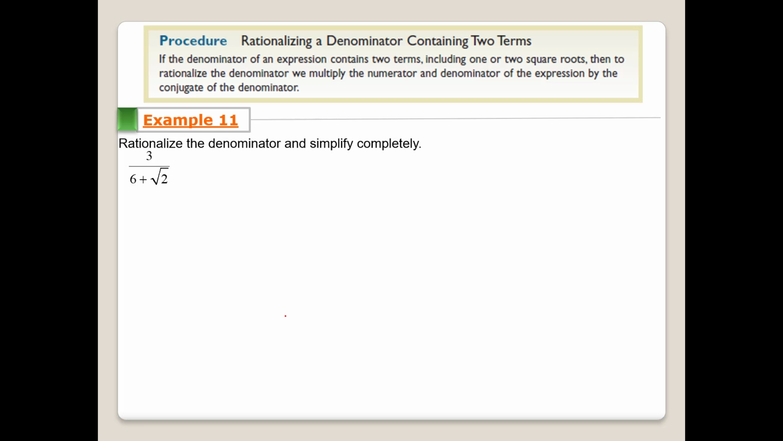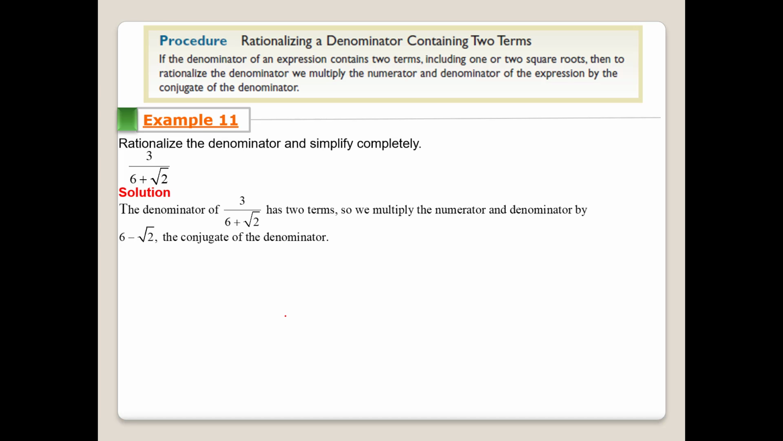So we'll do one example like this where it's on the denominator. We need to get rid of this. So we have 3 over 6 plus square root of 2. Well, let's multiply by the conjugate. So we're going to multiply the numerator and the denominator, okay? Because again, you've got to multiply by 1, so that you're not changing the problem altogether.